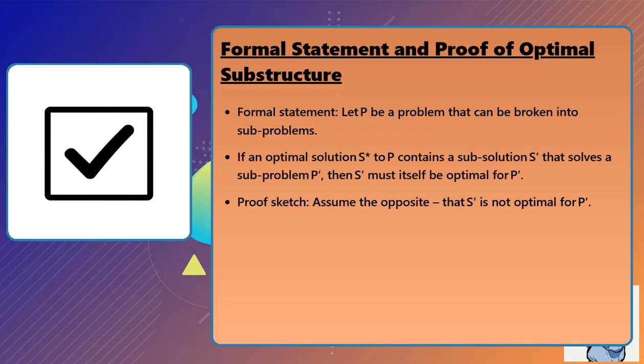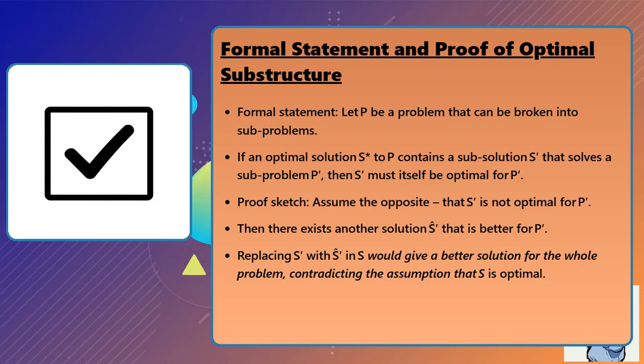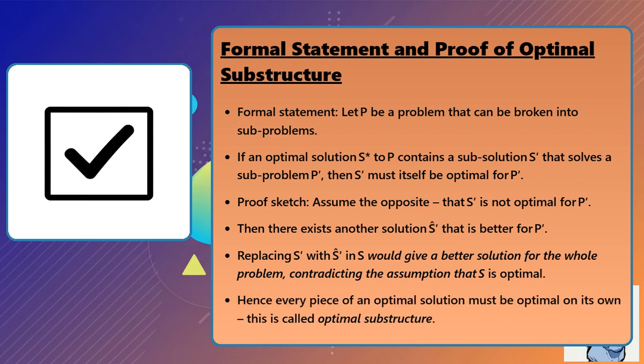Proof sketch: assume the opposite, that S prime is not optimal for P prime. Then there exists another solution S hat prime that is better for P prime. Replacing S prime with S hat prime in S star would give a better solution for the whole problem, contradicting the assumption that S star is optimal. Hence, every piece of an optimal solution must be optimal on its own. This is called optimal substructure.